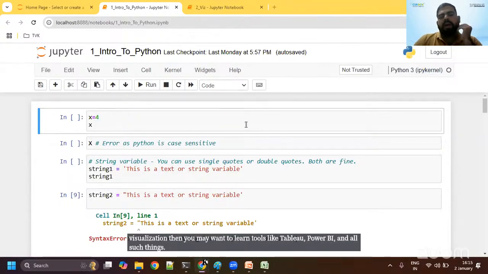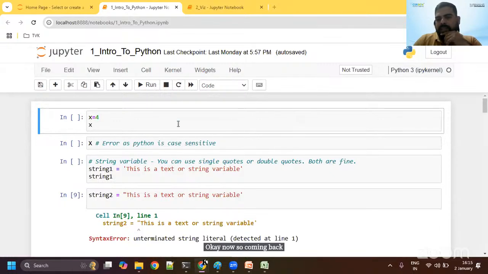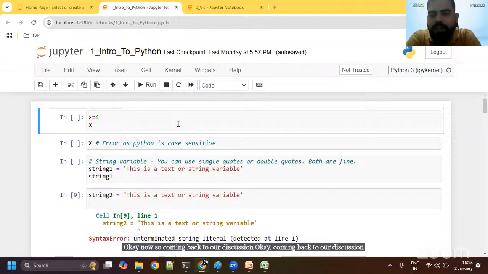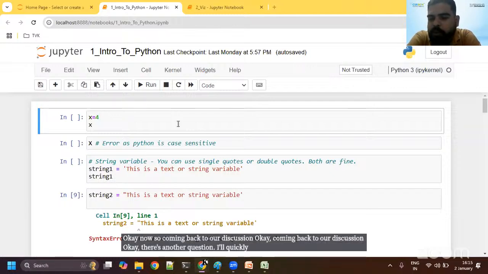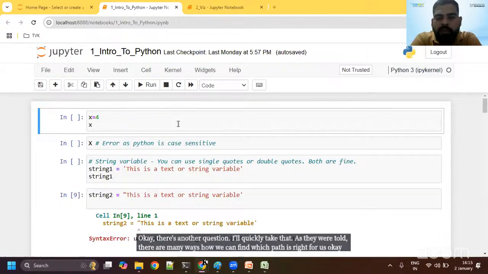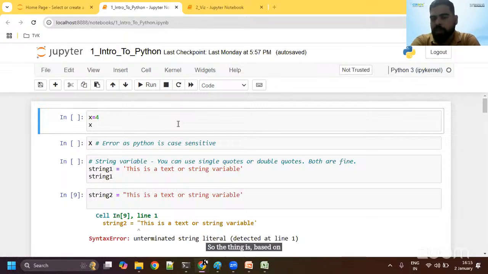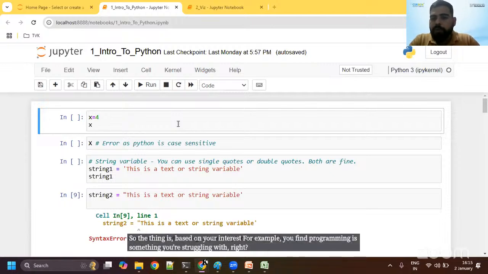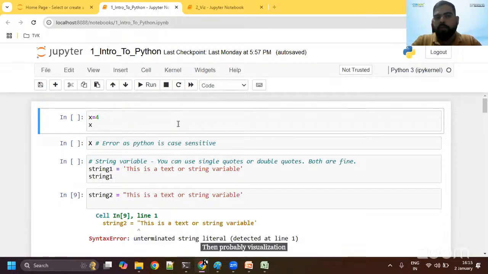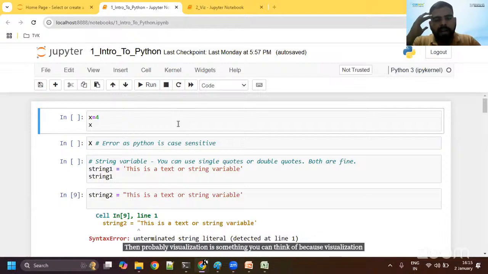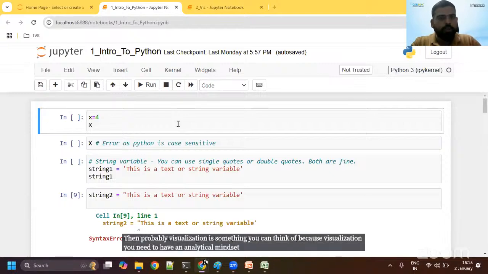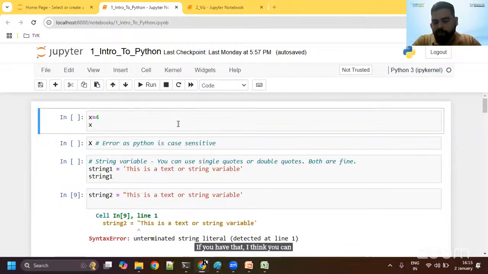Okay, so coming back to our discussion, there's another question. I'll quickly take that. There are many ways to find which path is right for us. The thing is, it is based on your interest. For example, if you find programming is something you're struggling with, then probably visualization is something you can think of, because for visualization you need to have an analytical mindset. That thinking should be there. If you have that, I think you can do pretty well in this field.